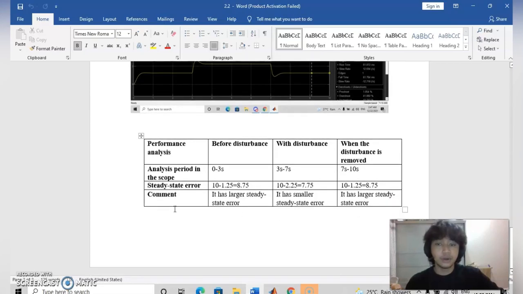The comment for these three performance analyses is: the first one, before disturbance, has a larger steady state error. The second one, with disturbance, has a smaller steady state error. When the disturbance is removed, it has a larger steady state error. So that's all from my part. Thank you.